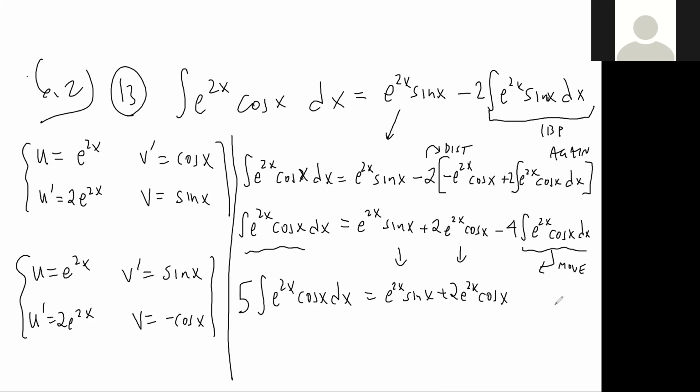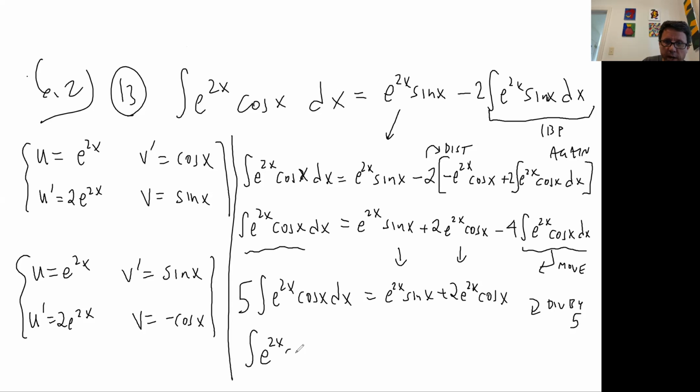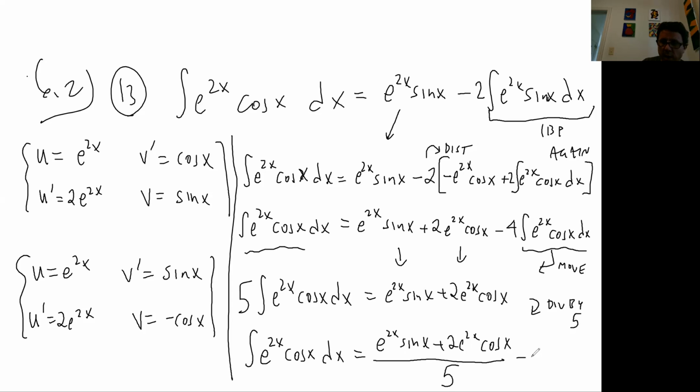Almost done. The original question was to find this integral. I don't quite have that. I have 5 copies of it. So if I want, I can just divide by 5. And I would get the integral that I started with, hooray, integral of e to the x cosine is all this stuff here, e to the 2x sine plus e to the 2x cosine divided by 5. And now I guess we can add on a plus c.